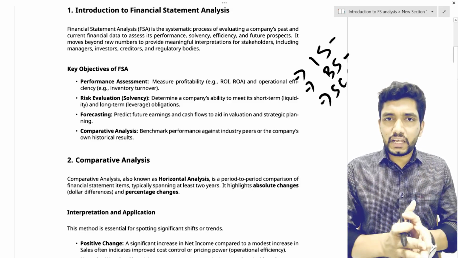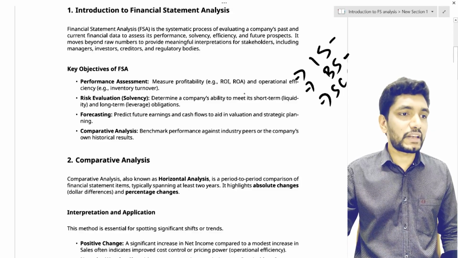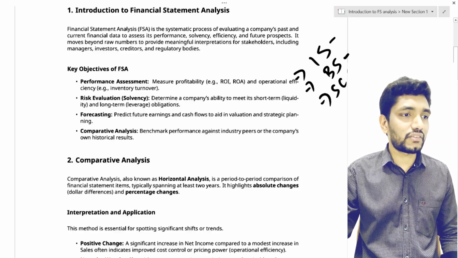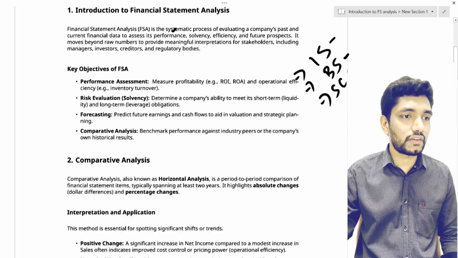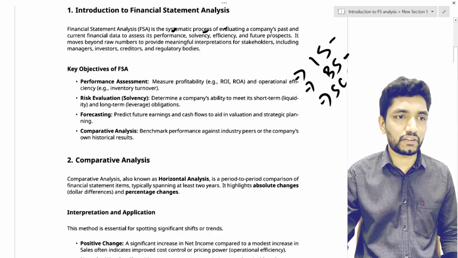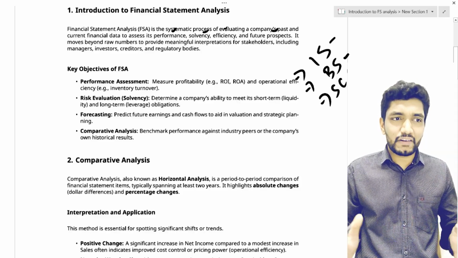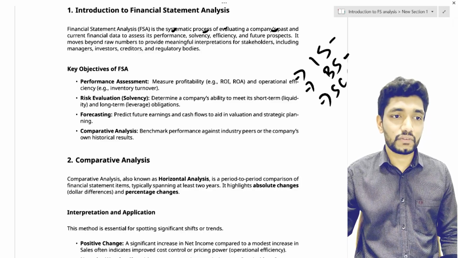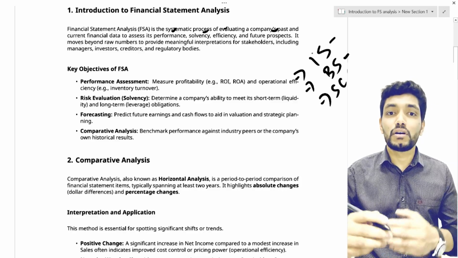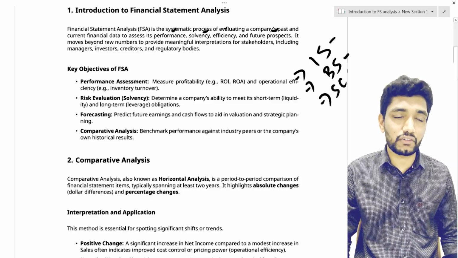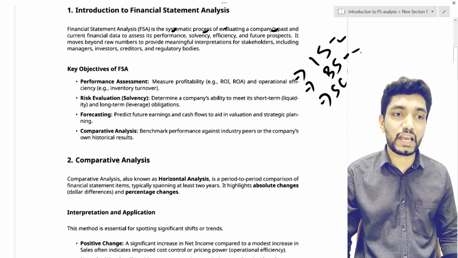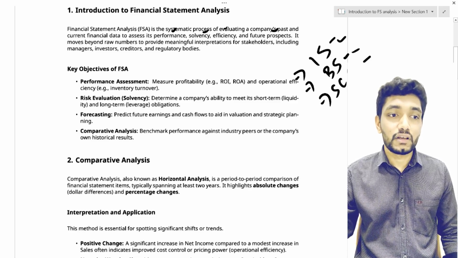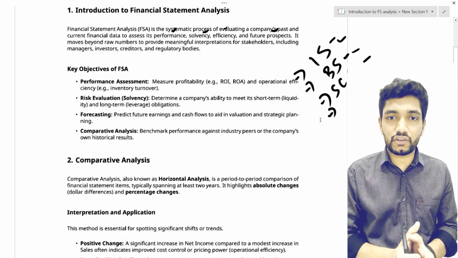Financial statement analysis is a systematic process of evaluating a company's past and current financial data to assess its performance, solvency, efficiency, and future prospects. From where can we get this financial data? From the financial statements: the income statement, balance sheet, and statement of cash flow. There are other statements as well, like the statement of changes in equity.